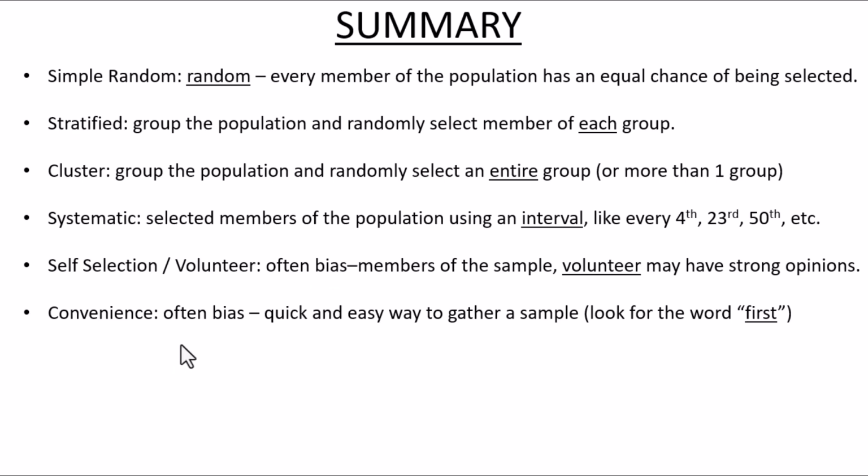And then last but not least, convenience, another type of method that leads to some bias because you're just not giving everybody an equal chance of being selected from the population. It's just a quick and easy way to gather a sample and then make some conclusions based on what you have. And if you're trying to identify the sampling method being used in a situation, a lot of times you could look for the word first, because it'll say like the first group of students walking into a school or first group of people walking into a store. So look for that keyword first.